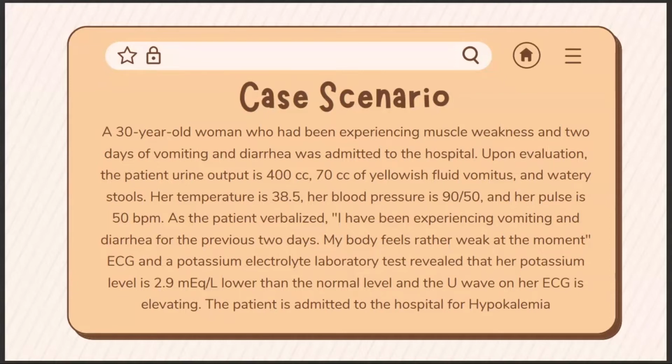ECG and a potassium electrolyte laboratory test revealed that her potassium level is 2.9 milliequivalent per liter, lower than the normal level, and the U wave on her ECG is elevated. The patient is admitted to the hospital for hypokalemia.